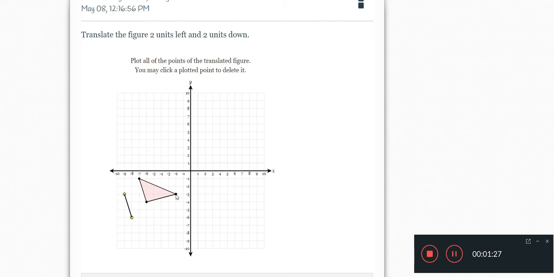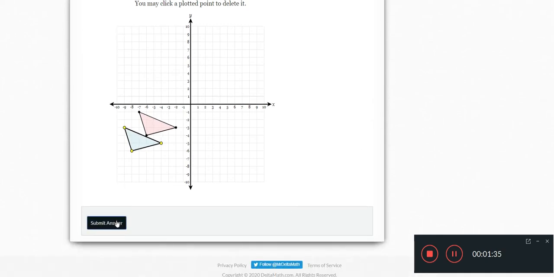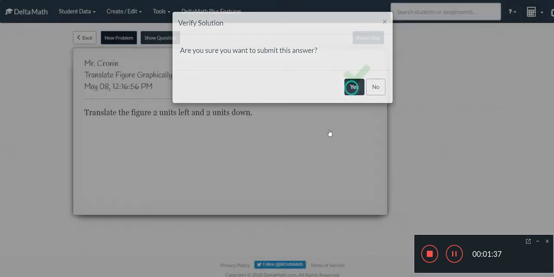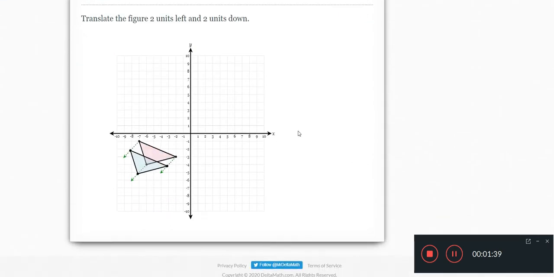So this last point, I need to go 2 units to the left and 2 units down. And as you can see, the shape still remained the same. So you're going to hit submit the answer. Are you sure you want to submit? Yes. And this is what I like about Delta Math. It actually shows the movement. So remember, a translation is a slide. We did review this in the beginning of the year, but I do want you to finish this lesson.